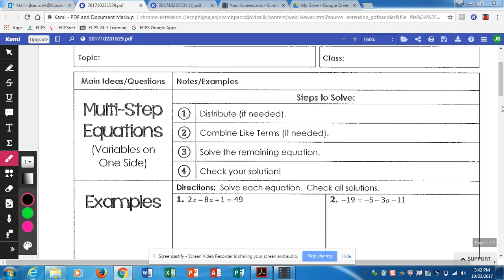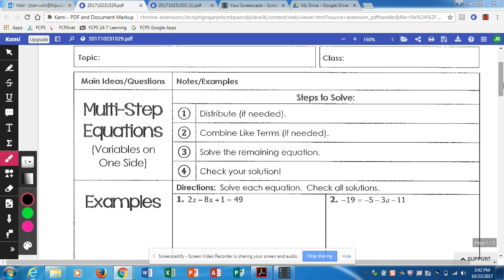So once again, if you don't have your notes, you know how everything works. If you don't have your notes, please make sure you have your notes so that you can follow along with the video. Just like usual, you will be responsible for the practice problems at the end.